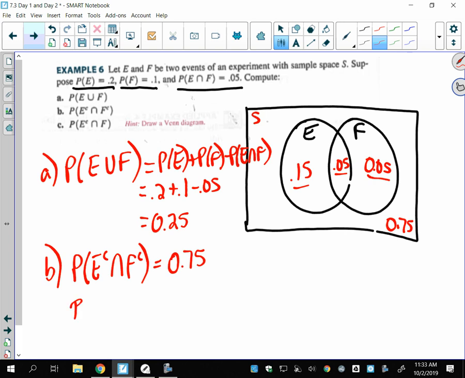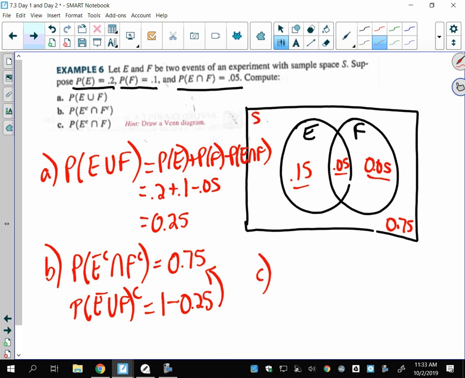Again, De Morgan's law says this is the same as E union F complement. And so another way to do that is that you take 1 minus what we got in part A, which is also 0.75. So again, it's kind of up to you on how you want to do that here. I feel like the Venn diagram helps a lot.